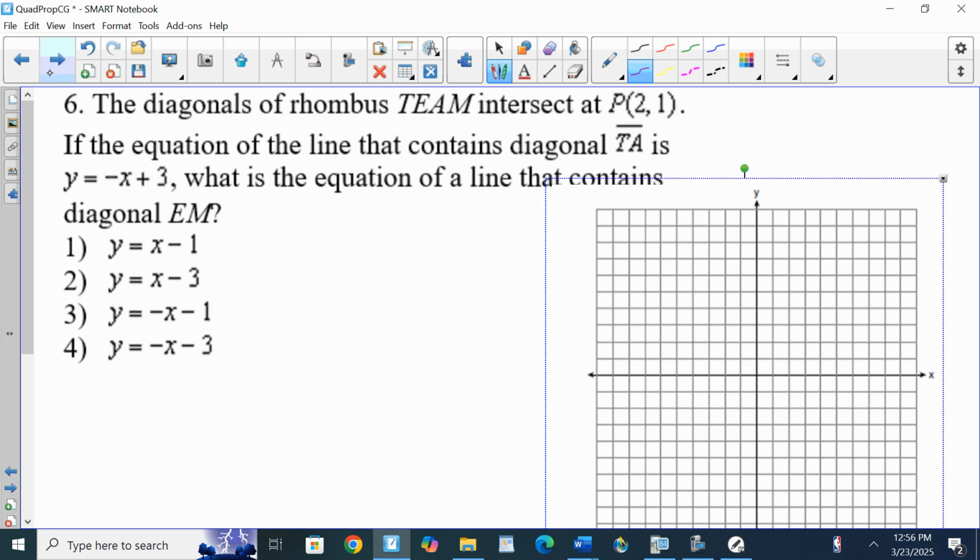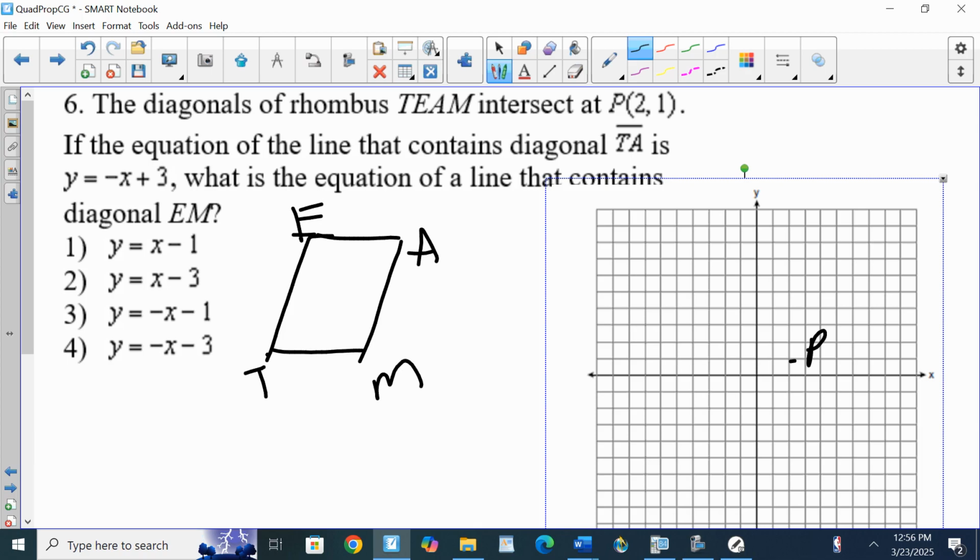Let's take a look at number 6. This is a bit different, I think. P is 2, 1. Get the equation. So let's just draw a picture. The diagonals of rhombus TEAM, T, E, A, M, intersect at P. I do it off the grid first just to see what's going on. If the equation of the line that contains diagonal TA is negative x plus 3, what is the equation of the line that contains diagonal EM?